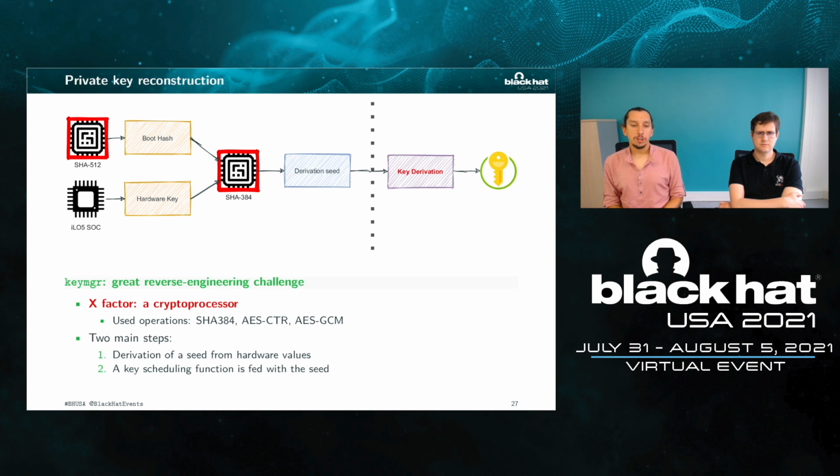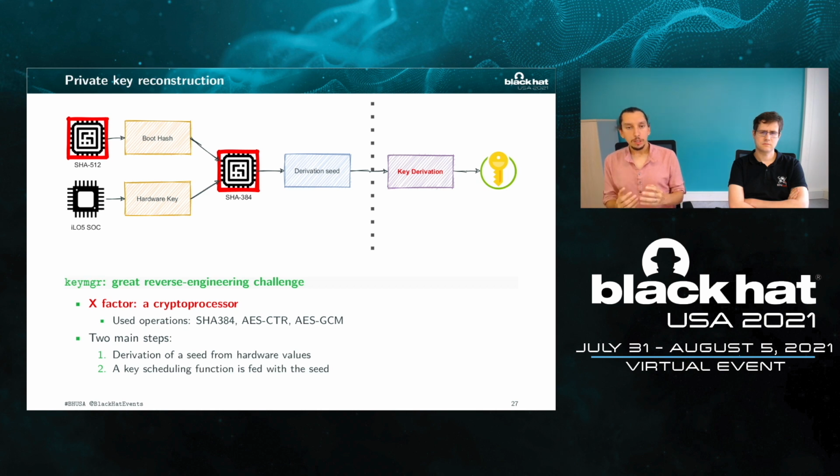So the reverse engineering of key manager was already a great challenge, especially because we had a new unknown factor, a new X factor that was totally unknown to us at the beginning of this study, which is a hardware cryptoprocessor. Regarding this hardware element, we had absolutely no specification, no developer documentation or anything. So we were really kind of blind at the beginning. Quickly we realized that only 3 operations were used from this cryptoprocessor. The first one is a SHA-384 primitive, and we have an AES in counter mode and another AES in Galois counter mode, so authenticated mode.